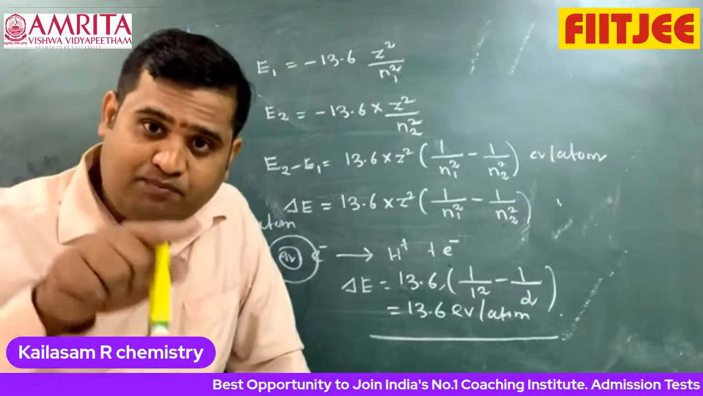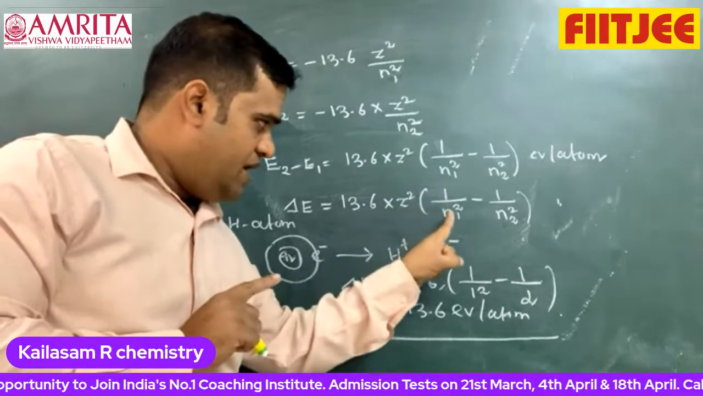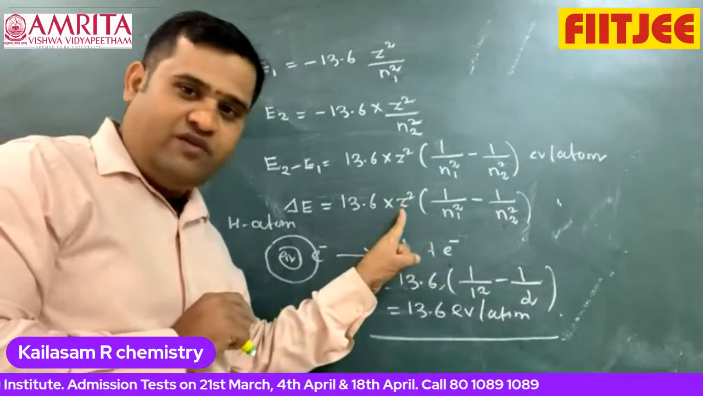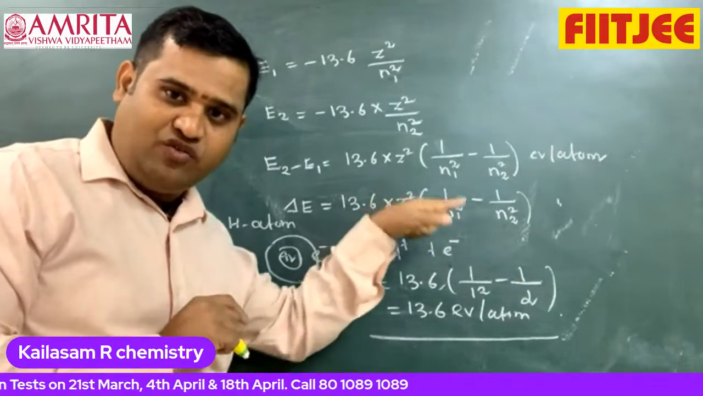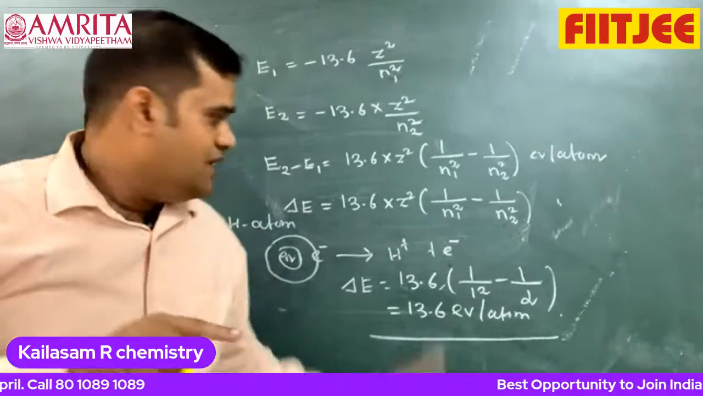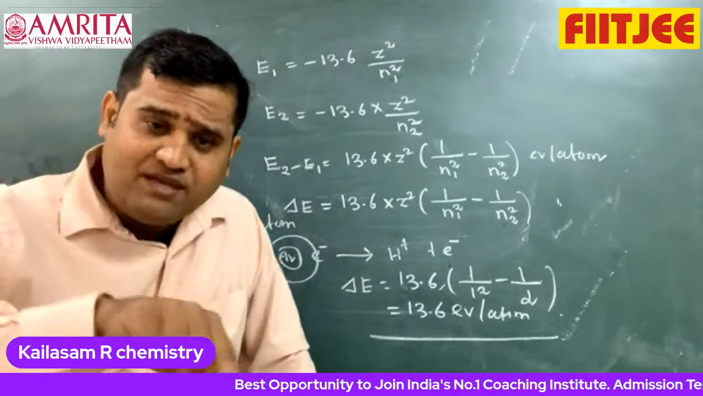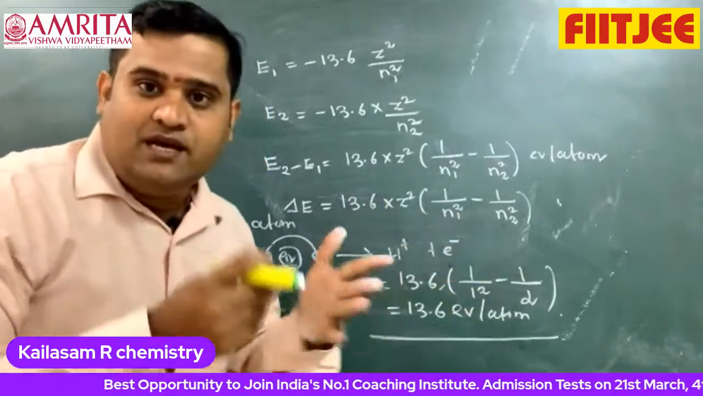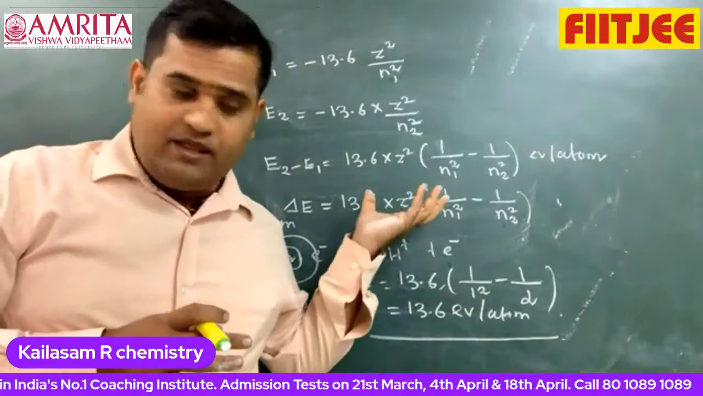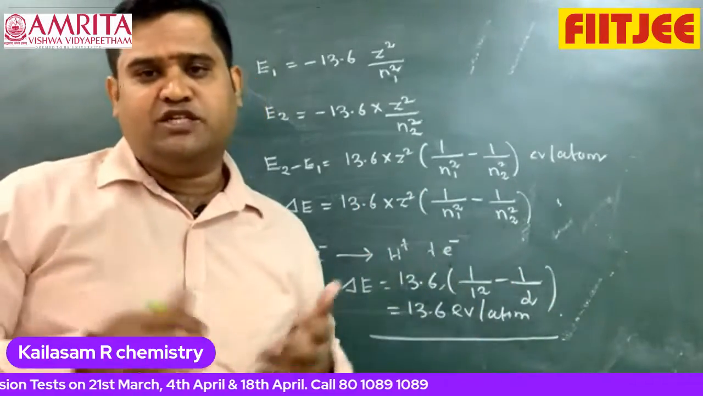And what about helium plus? Very simple. Same formula: 13.6 Z squared (1/n1 squared minus 1/n2 squared). Helium plus means Z squared will vary, that means 13.6 into 4. That is the ionization energy of helium plus. What about lithium 2 plus? 13.6 into 9. What about beryllium 3 plus? 13.6 into 16. That's all. This is Bohr's explanation, the equation which gives information about the ionization energy of single electron species.